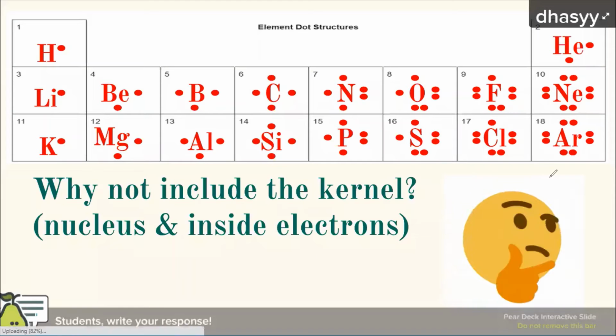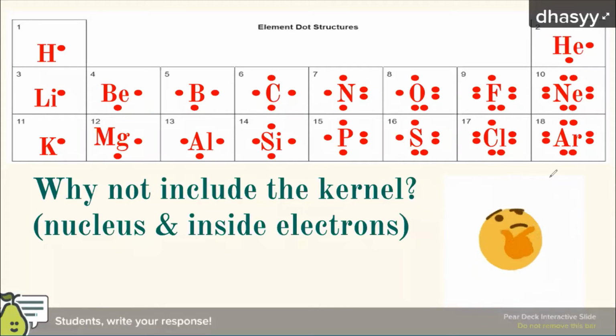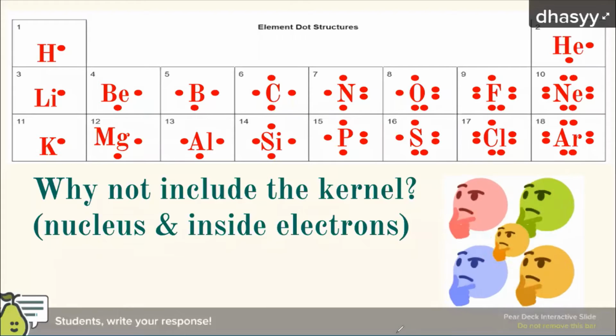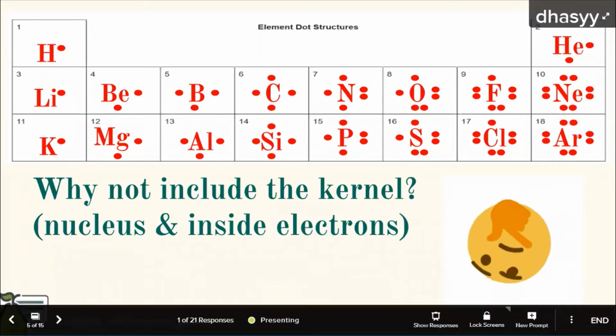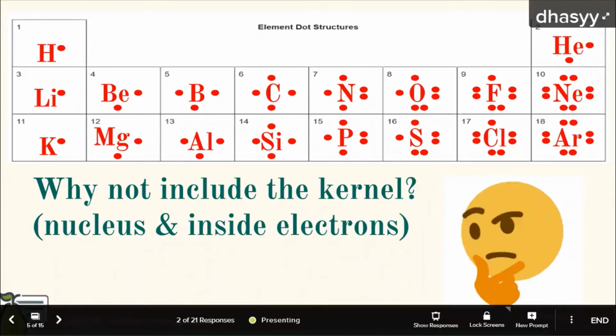First, let's look at some trends though. So based on what we talked about yesterday in the Ed Puzzle that you guys had, atoms have mad electrons, right? So the dot structures only show the valence electrons. So why don't we include the kernel, aka the nucleus and the inside electrons, when we draw these dot structures? Why don't we include that? So I want to give you guys some time to answer that question.